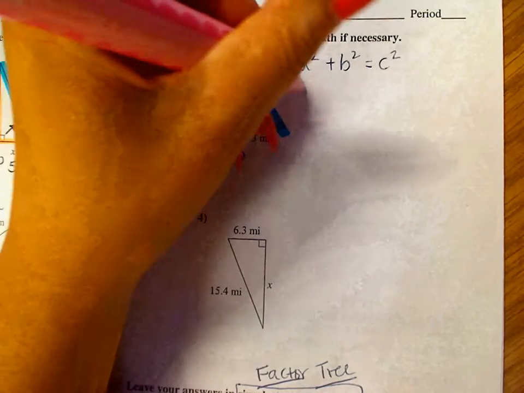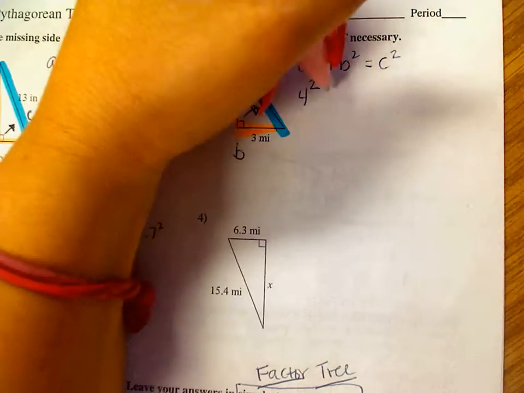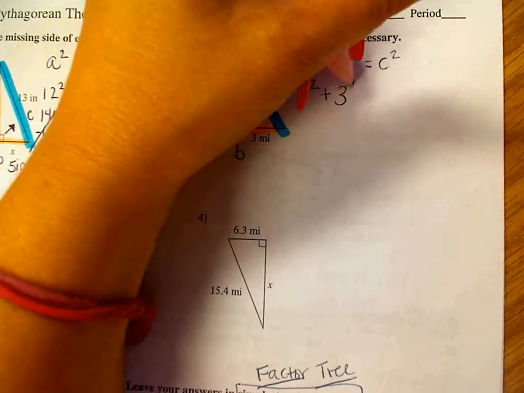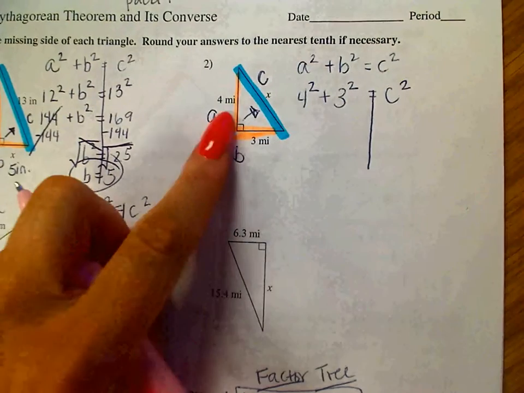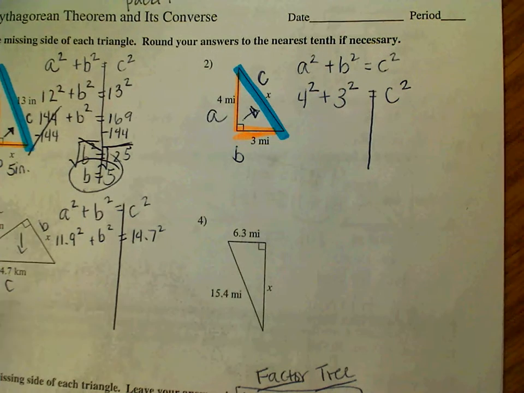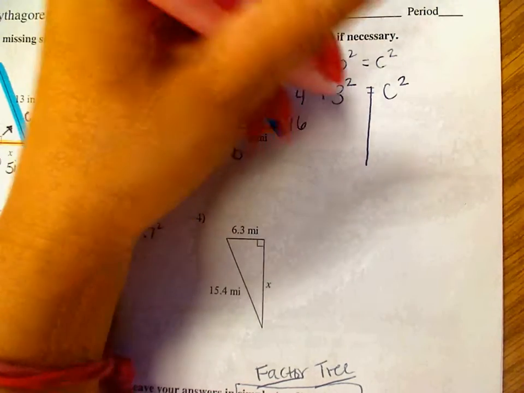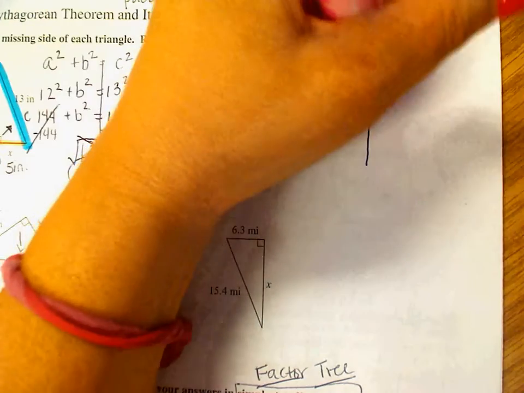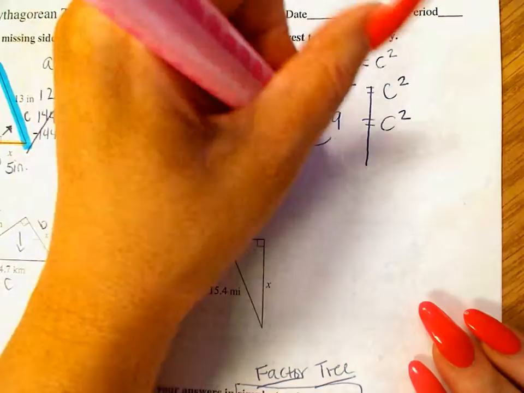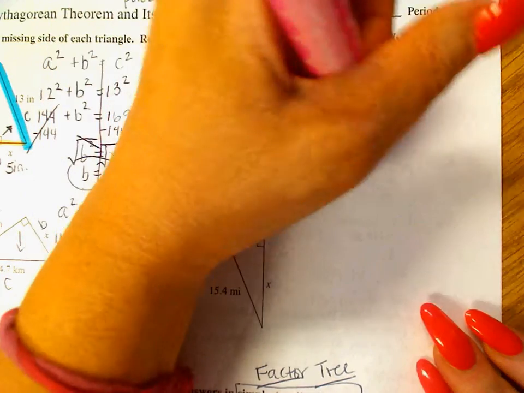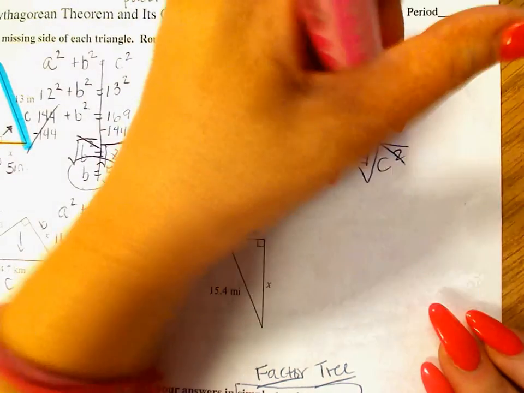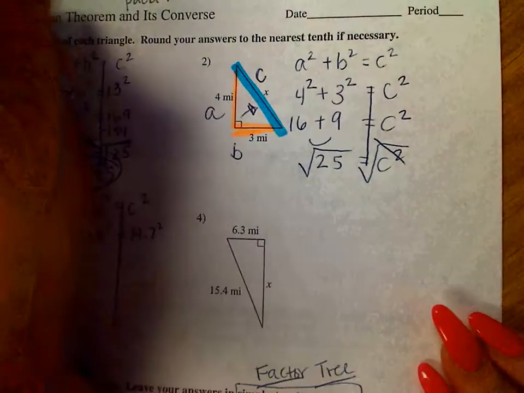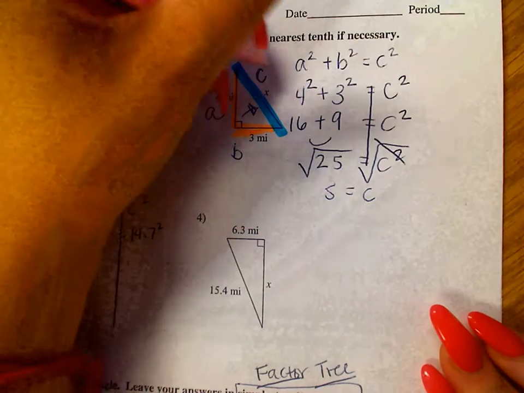Alright, A is 4, 4 squared. B is 3, 3 squared. C is unknown. Well, actually, if you remember the squares that we made in class on Monday, this is the one that we did. A square of 4 is 16. 3 squared is 9. 16 plus 9 is 25. So the area of the hypotenuse square is 25, so you have to take the square root to find the side length. And the square root of 25 is 5. So C equals 5 miles.